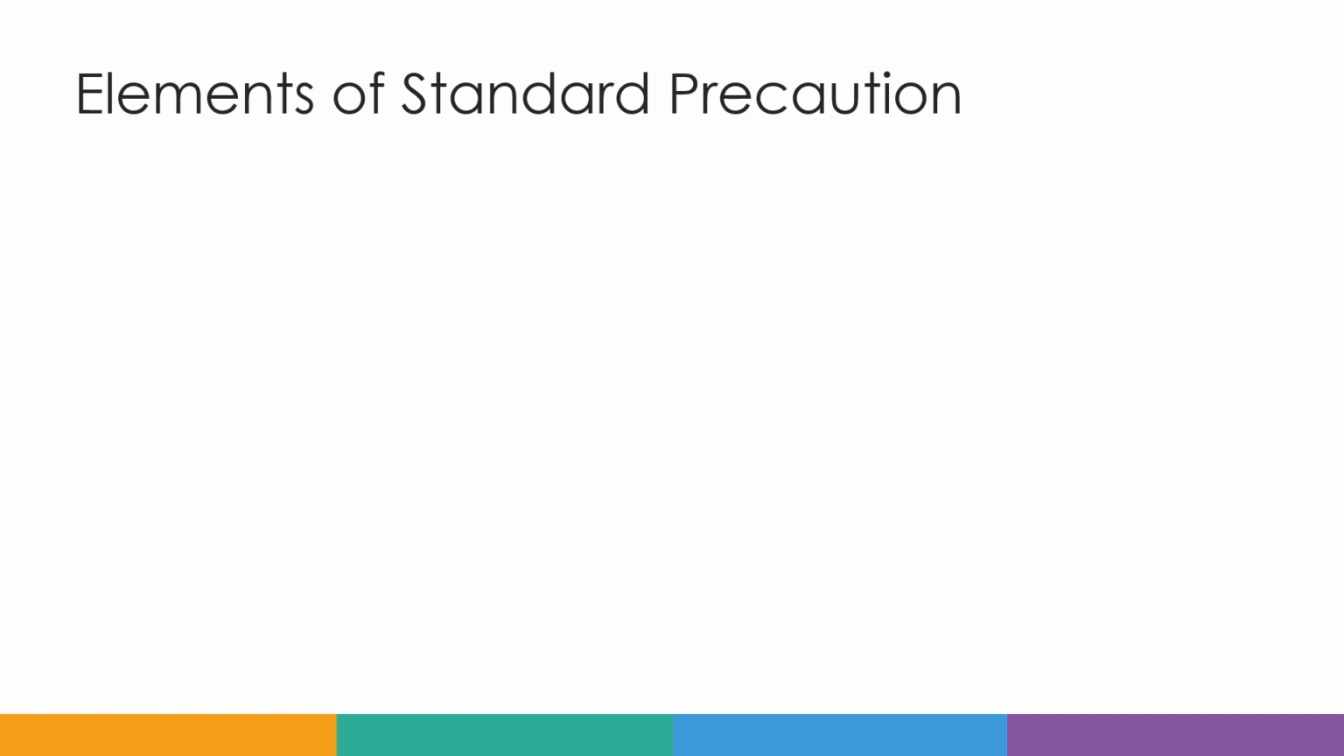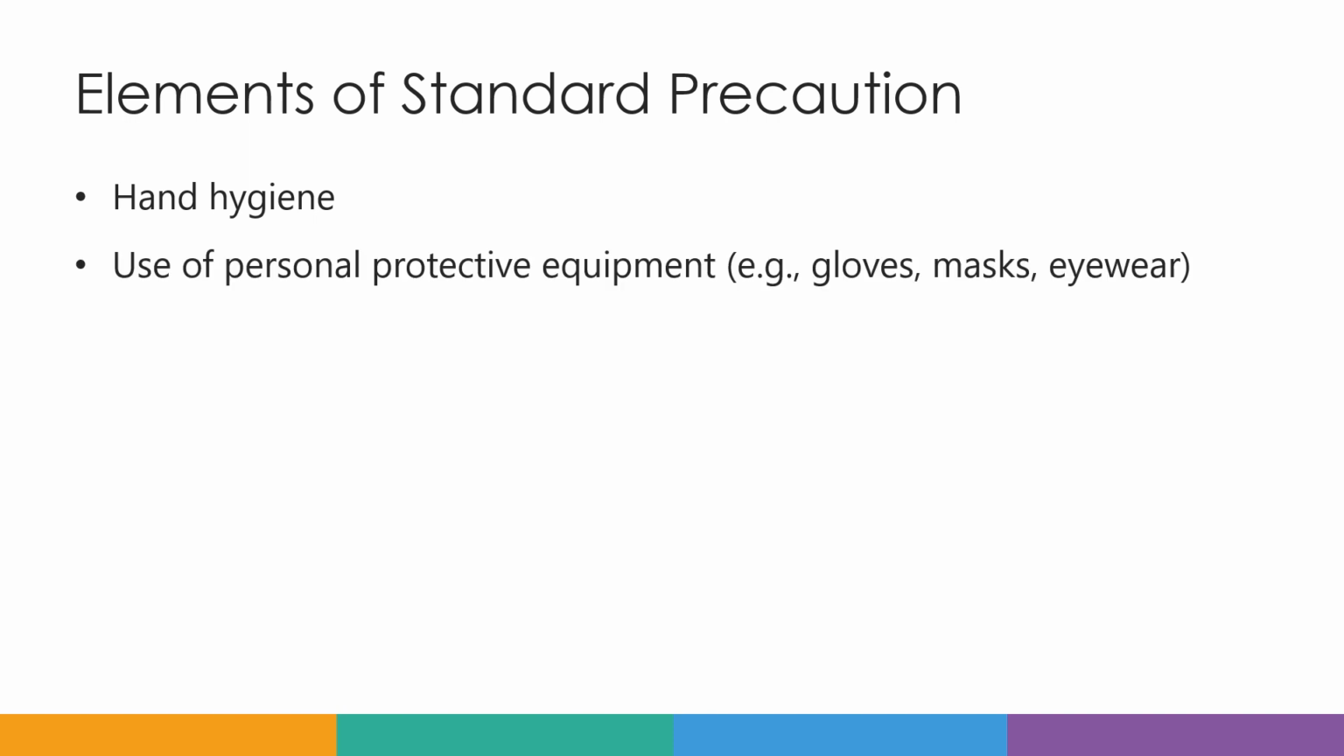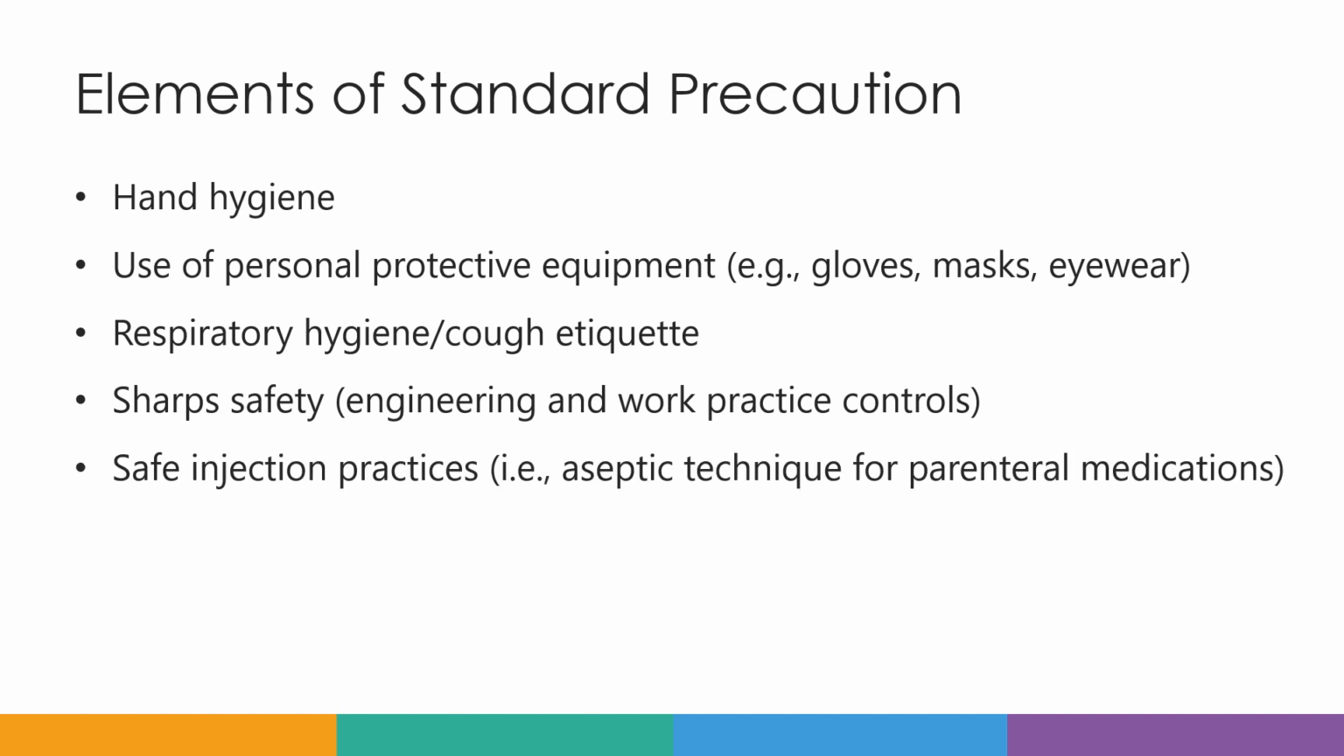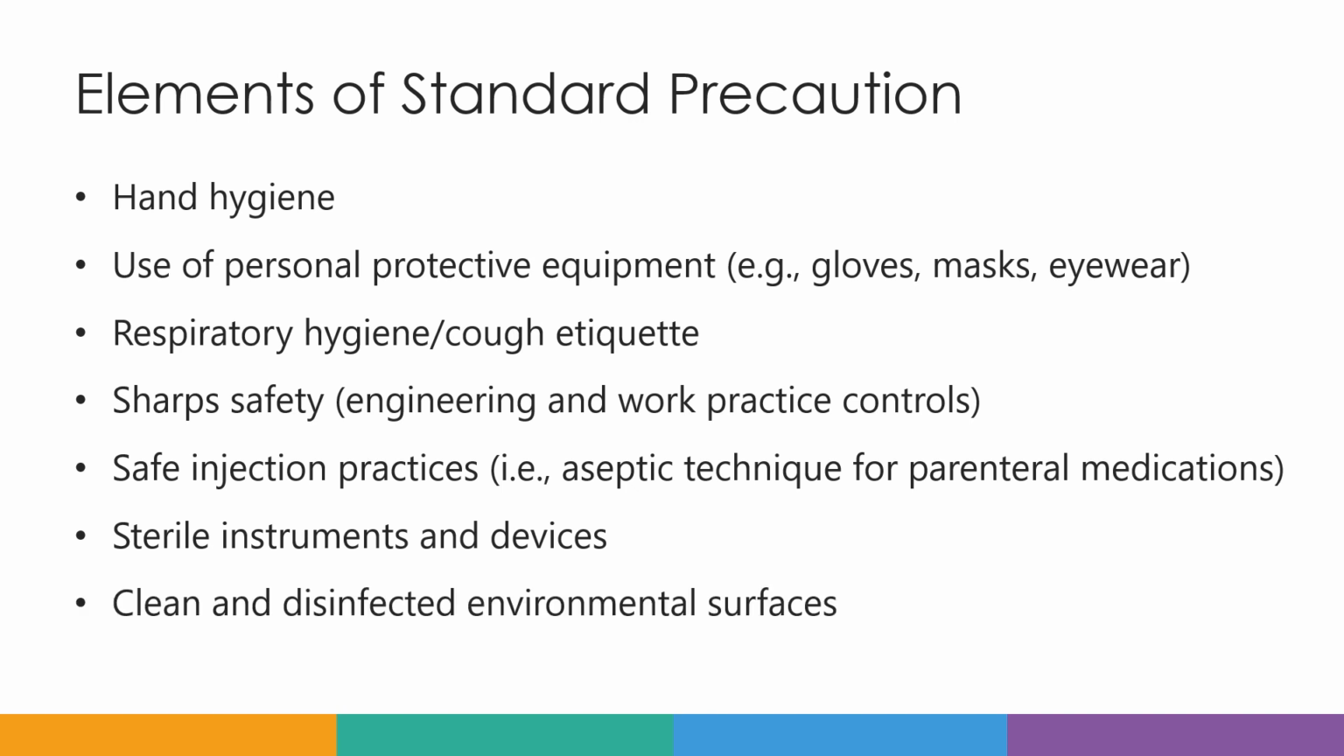Elements of standard precautions consist of hand hygiene, use of personal protective equipment, respiratory hygiene or cough etiquette, sharps safety, which includes engineering and work practice controls, safe injection practices, i.e. aseptic technique for parenteral medications, sterile instruments and devices, and clean and disinfected environmental surfaces.